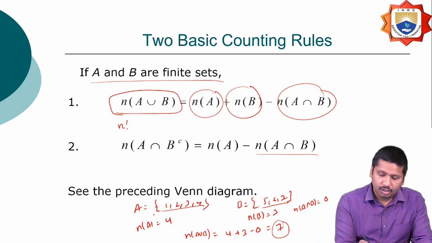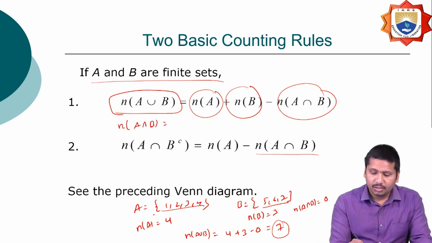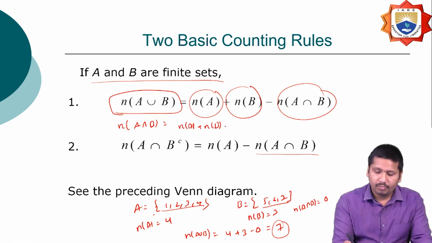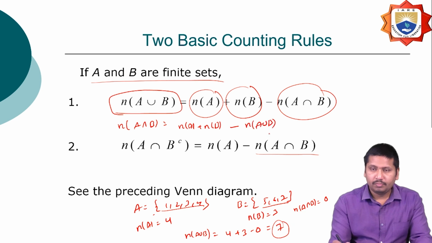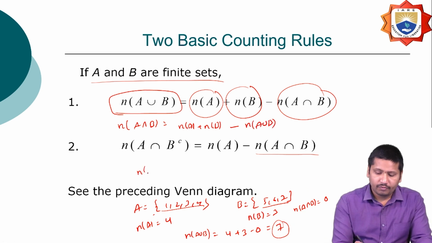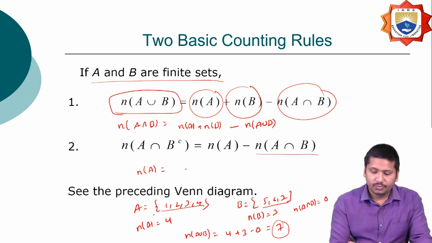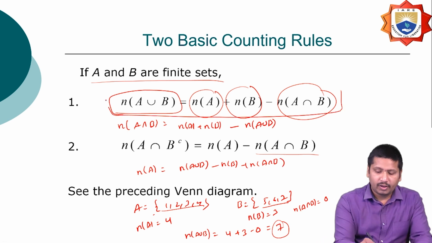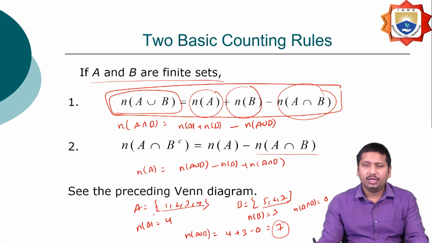Suppose from this equation I can find n of A intersection B. A intersection B is equal to n of A plus n of B minus n of A union B. Similarly, how can you find n of A here? n of A is equal to n of A union B minus n of B plus n of A intersection B. So from the equation itself, I can find the number of elements of set A, set B, and A union B.